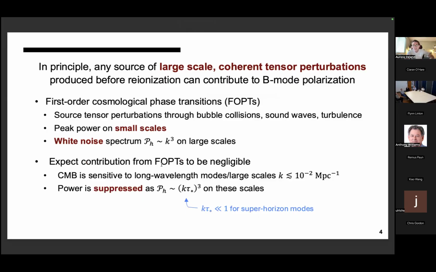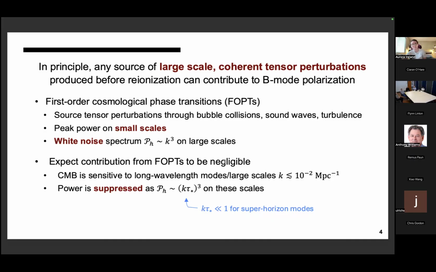And naively, you would expect the contribution from first order phase transitions to be negligible. I certainly expected it to be negligible. And actually, the way this project got started was Gordon and I were talking, and Gordon asked about this, and I was very skeptical. So I set out to do this calculation kind of to prove him wrong, and then was kind of surprised that it looks like you might be able to see something. So if you're thinking that this source should be negligible, that is the intuition.